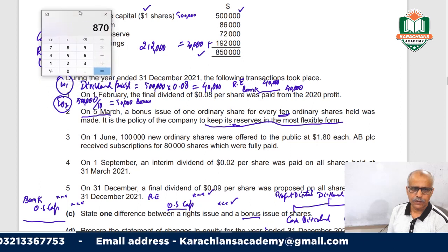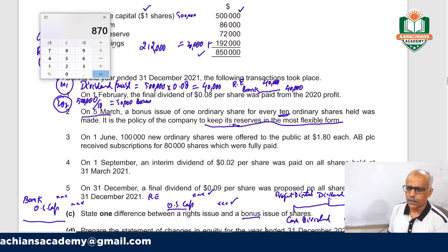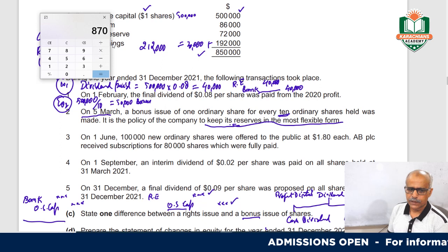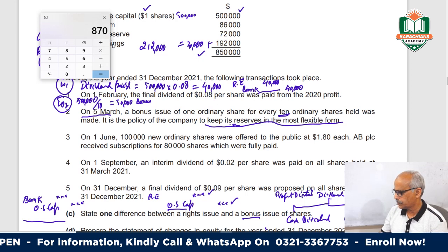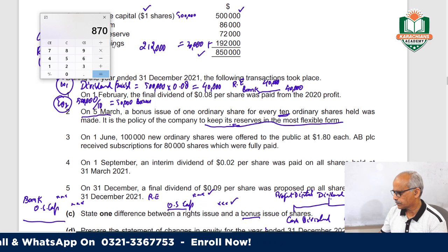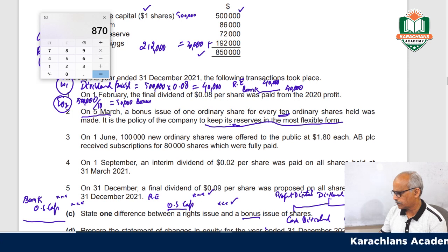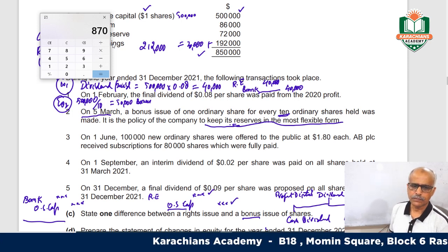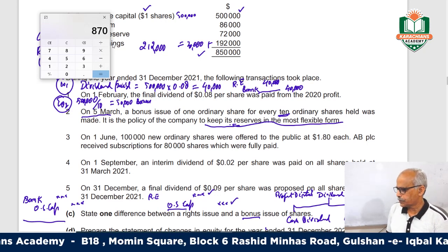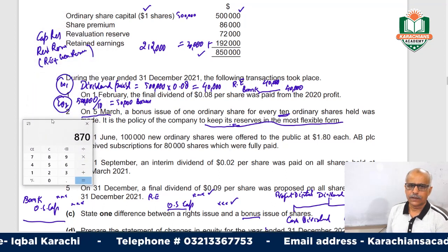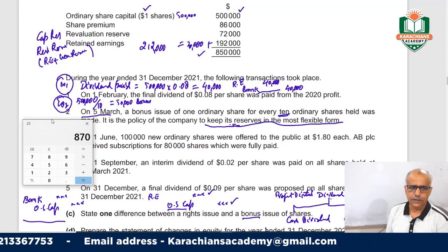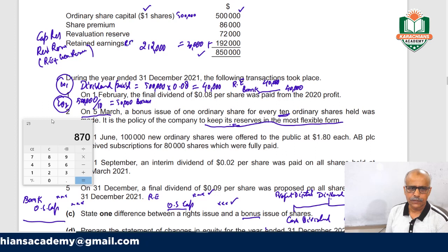So what we will do, the bonus of 50,000, on March 5th, the bonus issue of 1 for every 10 shares, it is the policy of the company. So we will make this from, just 1 minute, let me see the question. Okay. So the bonus shares we will pay from, because what things we have. This is revenue reserves. This one is revenue reserves.